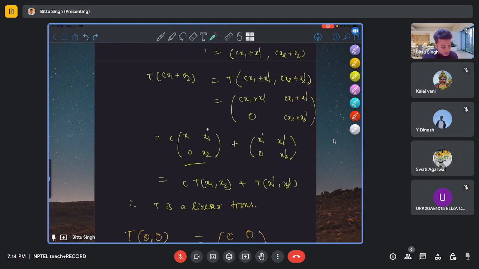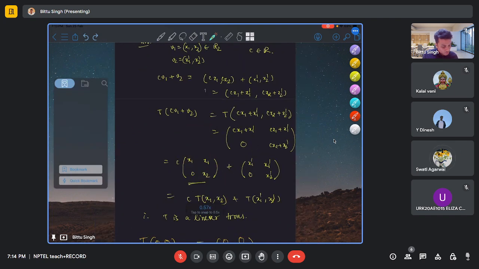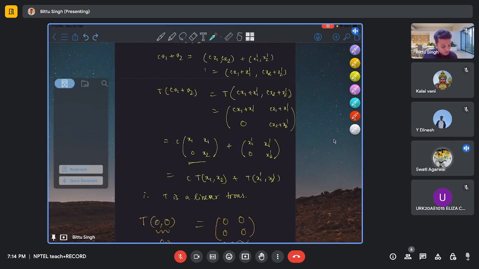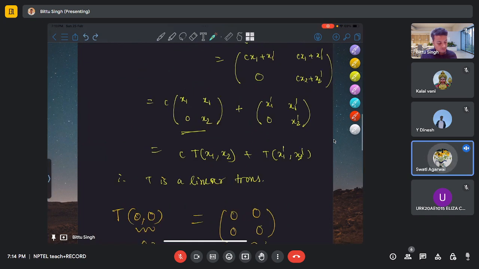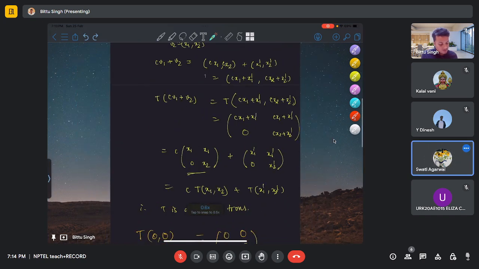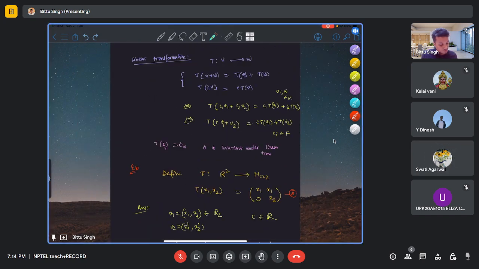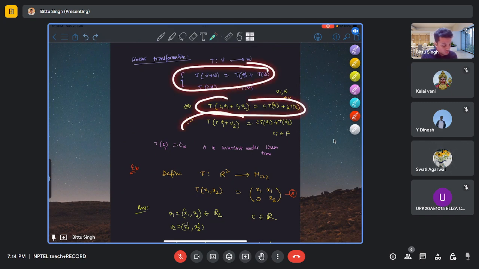But this is actually the same as T times T of x1, x2, by the same definition. It is actually T of x1, x2, and it is x1 dash, x2 dash. So that is why it matches our first rule. Yes, this is actually the first rule, those rules which are combined in this form or in this form.